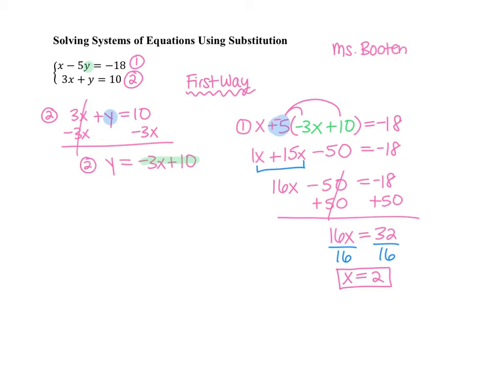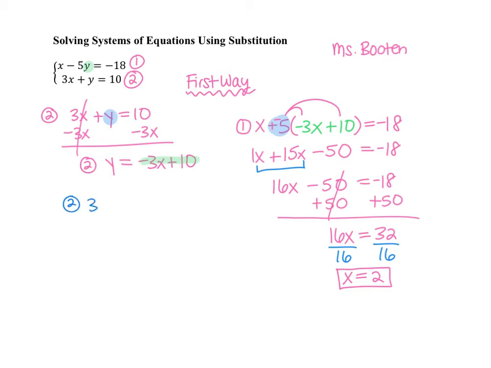Now our next step is to solve for y. So we get to take either of the original equations, plug in our known value for x, and solve for y. I'm going to use the second equation because that's easier to solve for y, since y is by itself. You can use either though, so don't think you can't use the first one. So to solve for y, I'm going to do equation number 2.